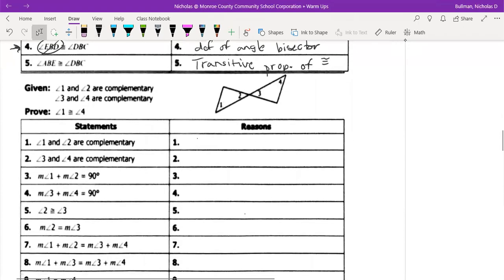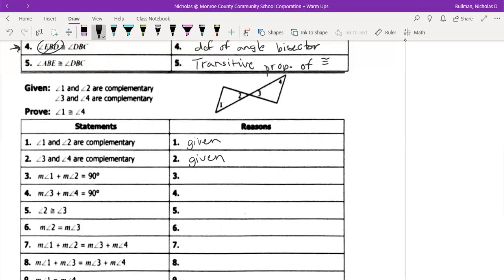All right, my next one. Measure of angle 1 and angle 2 are complementary. That's a given. And then angle 3 and angle 4 are complementary. That's also a given. Both of these came directly from my given.